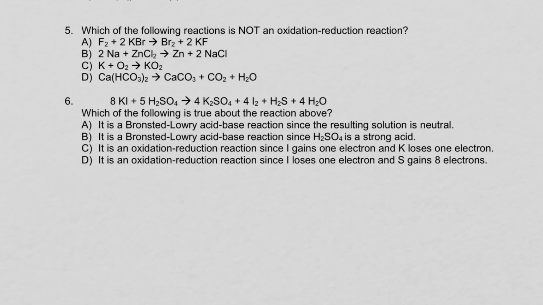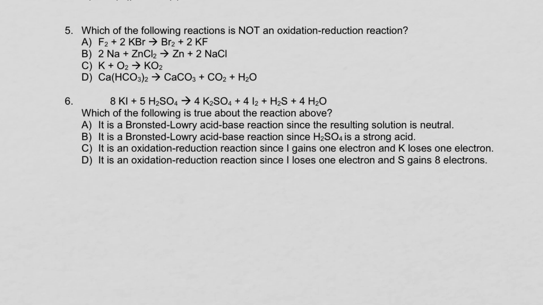If you look at A, we see that we have fluorine as an element, F2, and changing to F- in the KF compound. So as an element goes through the reaction, it has to have a change in oxidation number, and that's a huge clue that we have a redox reaction. So we can see that A is redox. The fluorine changes as well as bromine. For B, sodium is an element, oxidation number 0 going to +1 in NaCl, along with zinc going from +2 to 0.